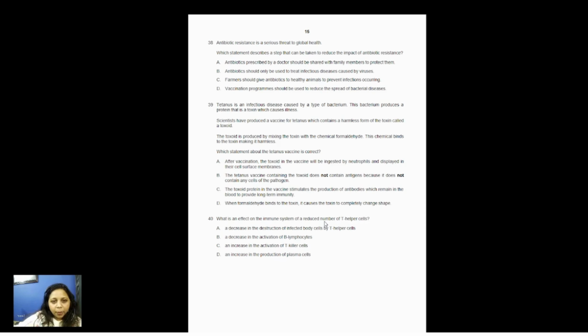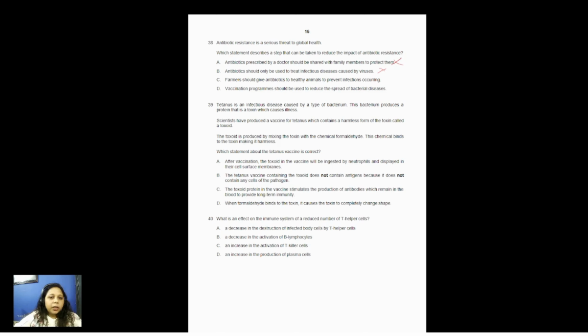Next one, antibiotic resistance, that is becoming very common nowadays, is a serious threat to global health. Which statement describes a step that can be taken to reduce the impact of antibiotic resistance? Number one, antibiotics prescribed by a doctor should be shared with family members. No, a serious no. You cannot take the same medicine even if you have the same symptoms. Antibiotics should only be used to treat infectious diseases caused by virus. No, even the bacterial infection we have to use for bacterial infections as well, the protozoan as well.